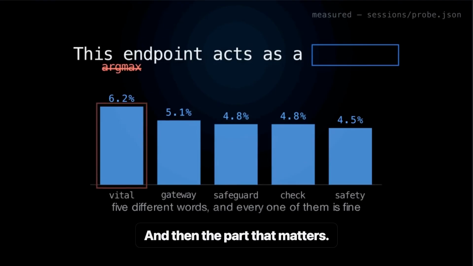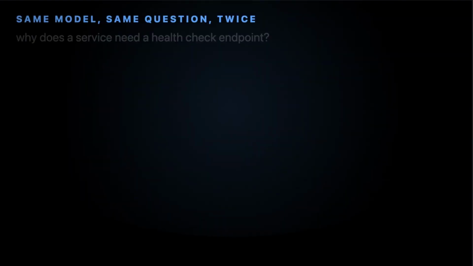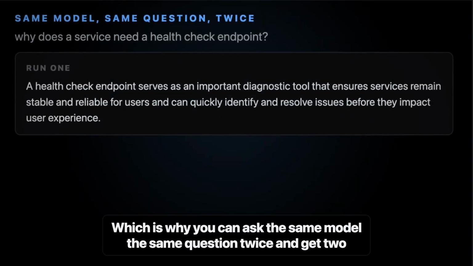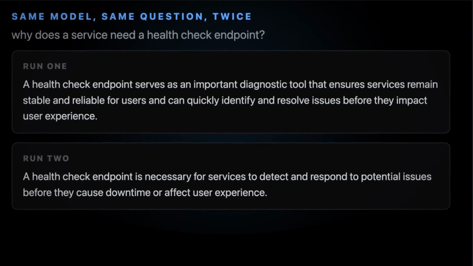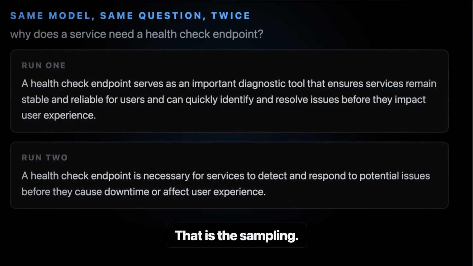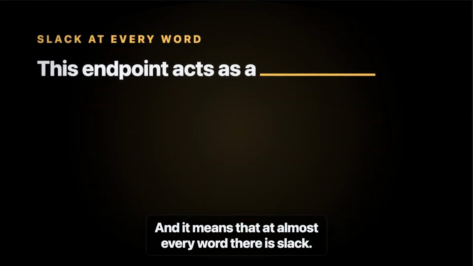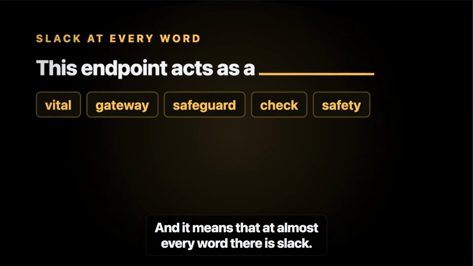And then the part that matters. It does not simply take the top one. It rolls a weighted die. Which is why you can ask the same model the same question twice and get 2 different paragraphs. That is not the bug. This is called sampling. And it means that almost every word there is slack.